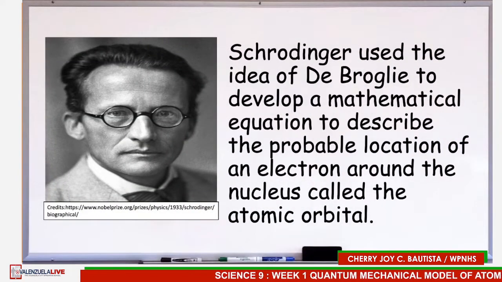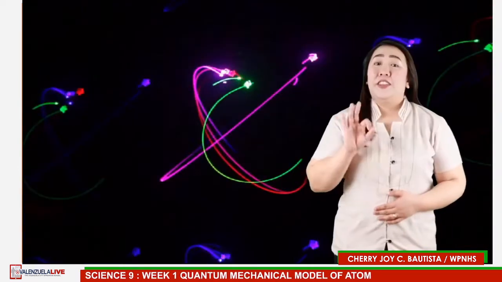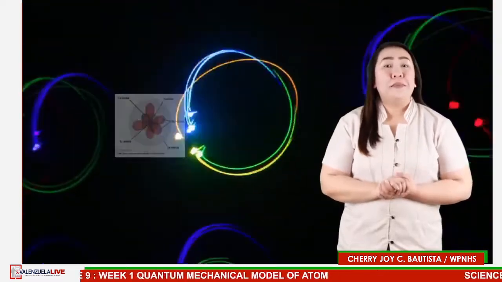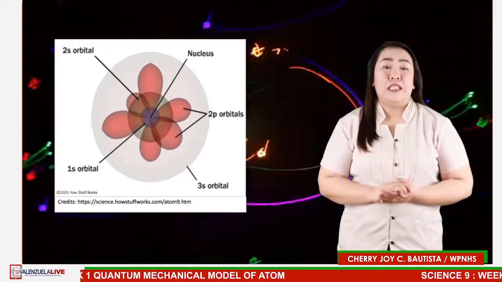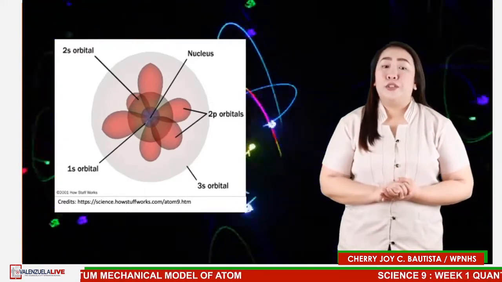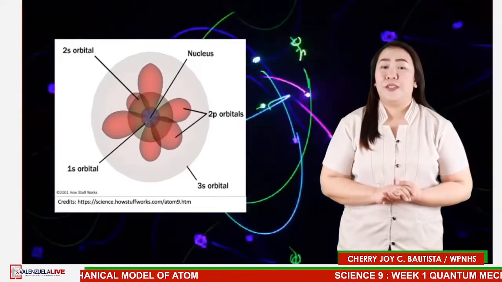Schrödinger used the idea of de Broglie to develop a mathematical equation to describe the probable location of an electron around the nucleus, called the atomic orbital. These three physicists led to the development of the quantum mechanical model, which determines the allowed energies an electron can have and how likely it is to find the electron in various locations around the nucleus.